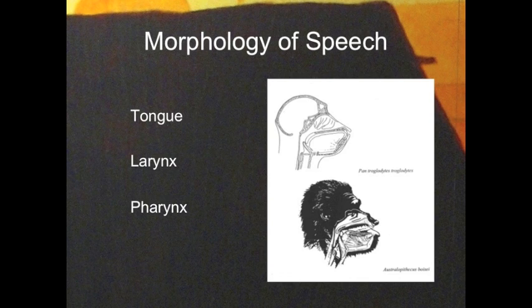And in the next slide, I have an image that will show you where the pharynx is in relation to the larynx. Finally, there's the tongue, and the tongue is a very complex organ. It functions in relation to speech in a number of ways.